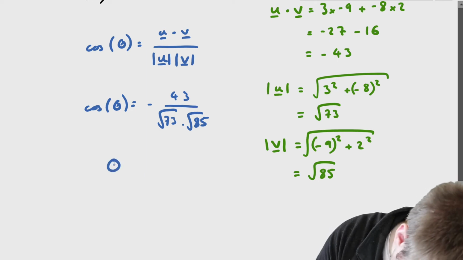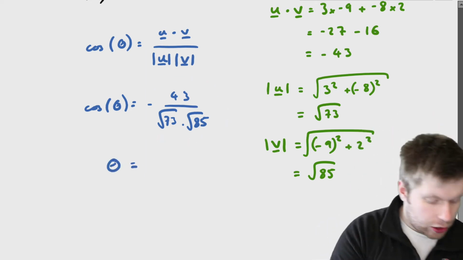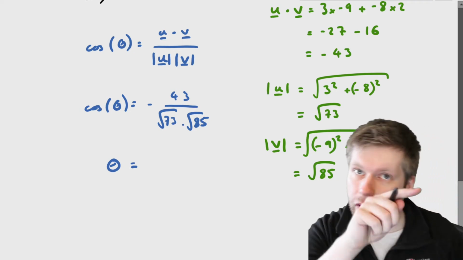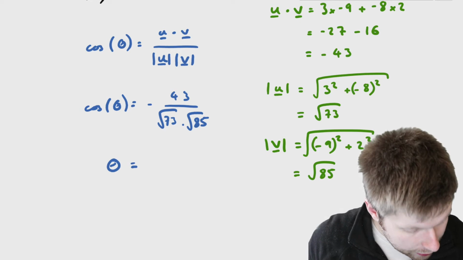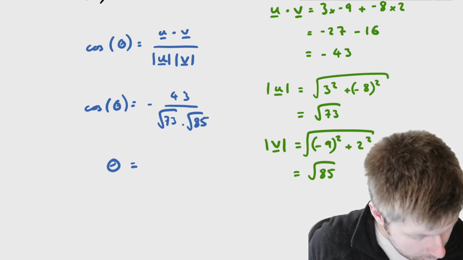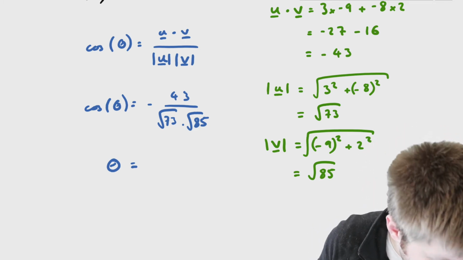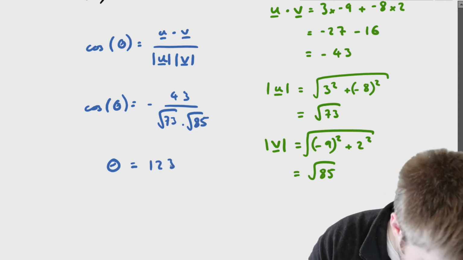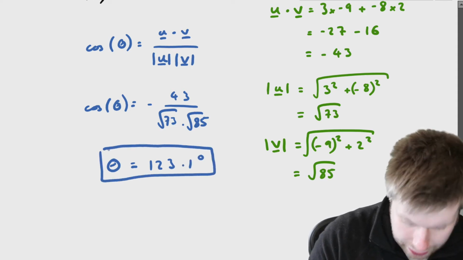So I'm just simply going to take the cosine inverse of all of this thing on my calculator. So if I stick that in, cosine inverse, which you can find on a calculator as shift and cos if you've got a scientific calculator, and I'm going to do -43 divided by square root of 73 times square root of 85. So if I stick that in my calculator, I find it comes out as 123.1 degrees. So yeah, it's obtuse. Okay, so always use that little check there.